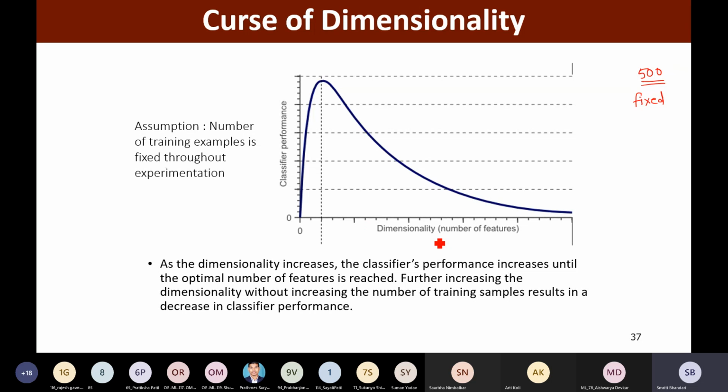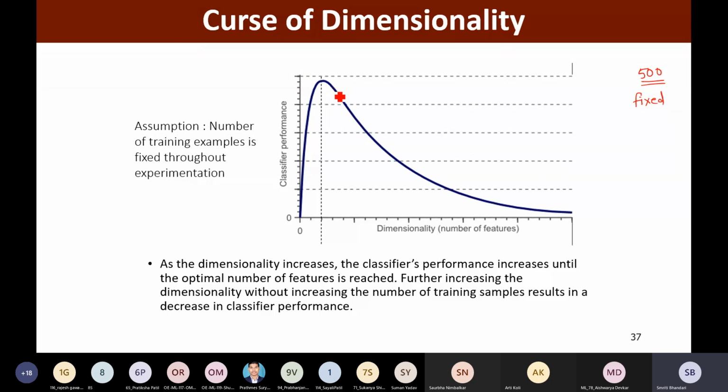So on x-axis we are having dimensionality or the number of features, and with respect to the number of features, with this fixed size of training data set, we have evaluated the performance of our classifier, and we have plotted this classifier performance against the dimensionality or the number of features. So if we look at this particular plot, what we observe is, as the dimensionality increases, the classifier's performance increases until the optimal number of features is reached.